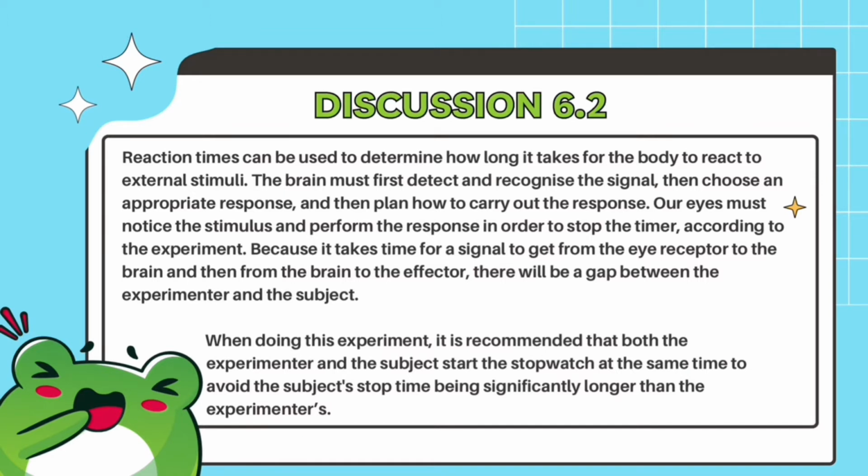Our eyes must notice the stimulus and perform the response in order to stop the timer, according to the experiment. Because it takes time for a signal to get from the eye receptor to the brain and then from the brain to the effector, there will be a gap between the experimenter and the subject. When doing this experiment, it's recommended that both the experimenter and the subject start the stopwatch at the same time to avoid the subject's stop time being significantly longer than the experimenter's.